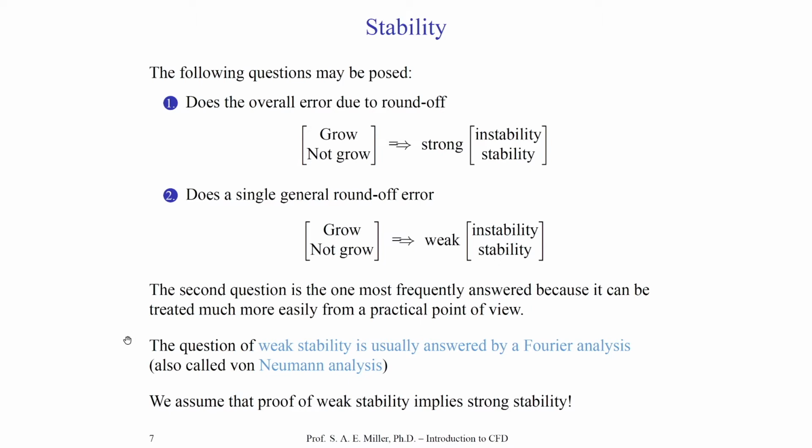It's called Fourier analysis, of course, because it uses the type of basis functions developed by Fourier. It's also called von Neumann analysis after the man who invented it and brought it to the attention of the community. We might ask, is there a type of proof of weak stability that implies strong stability?